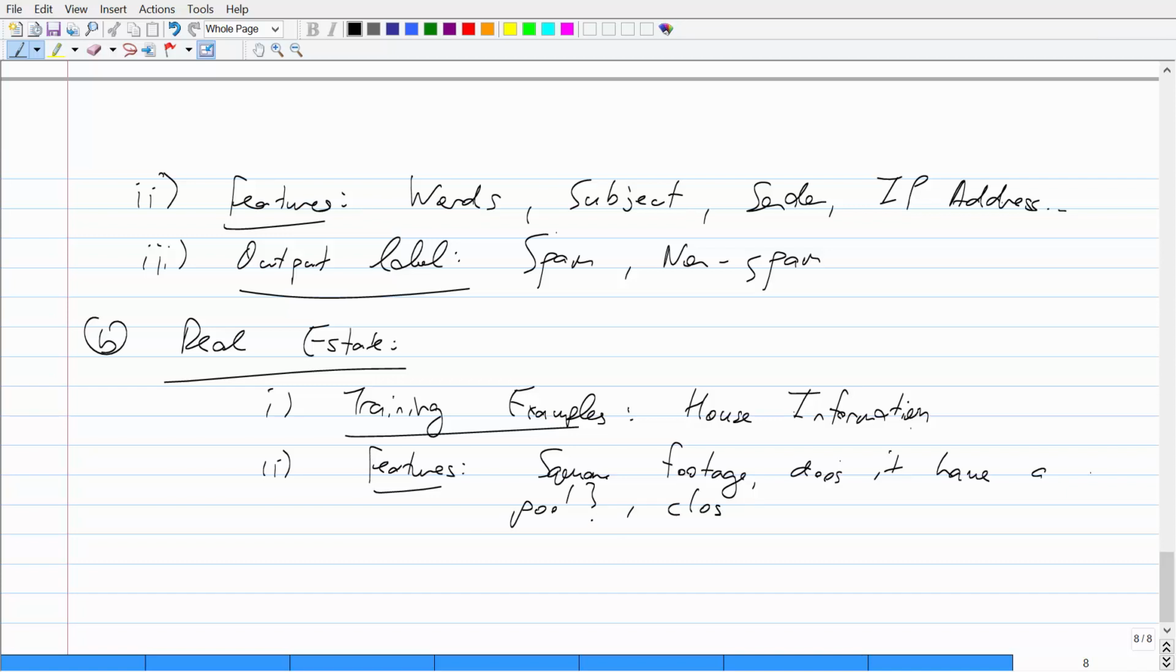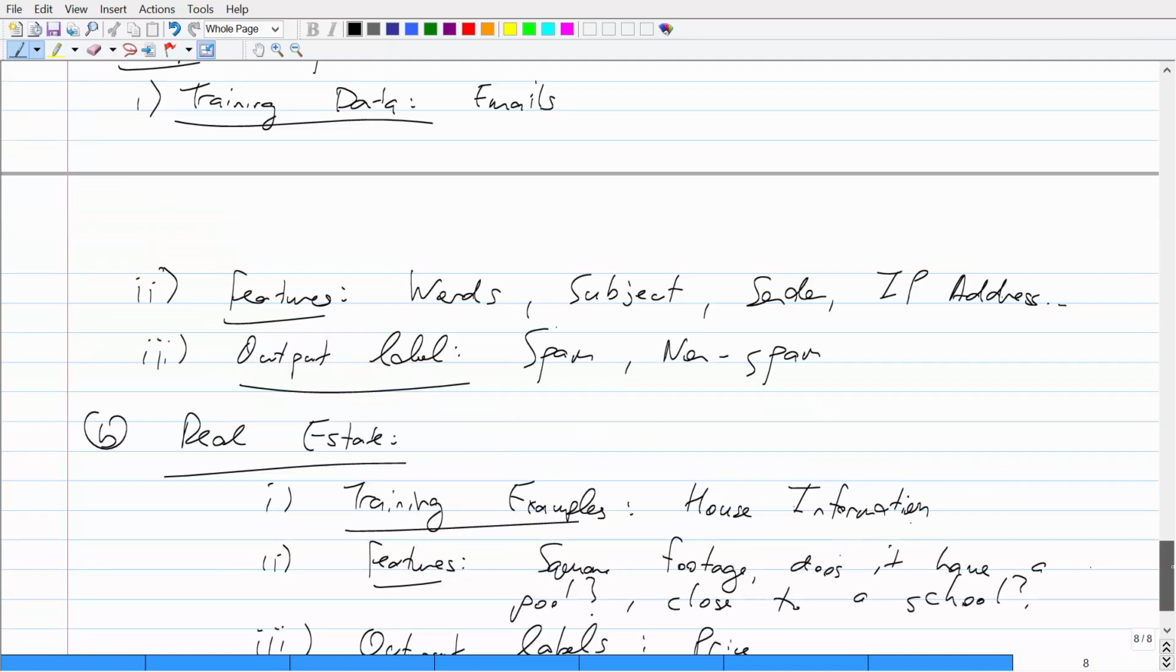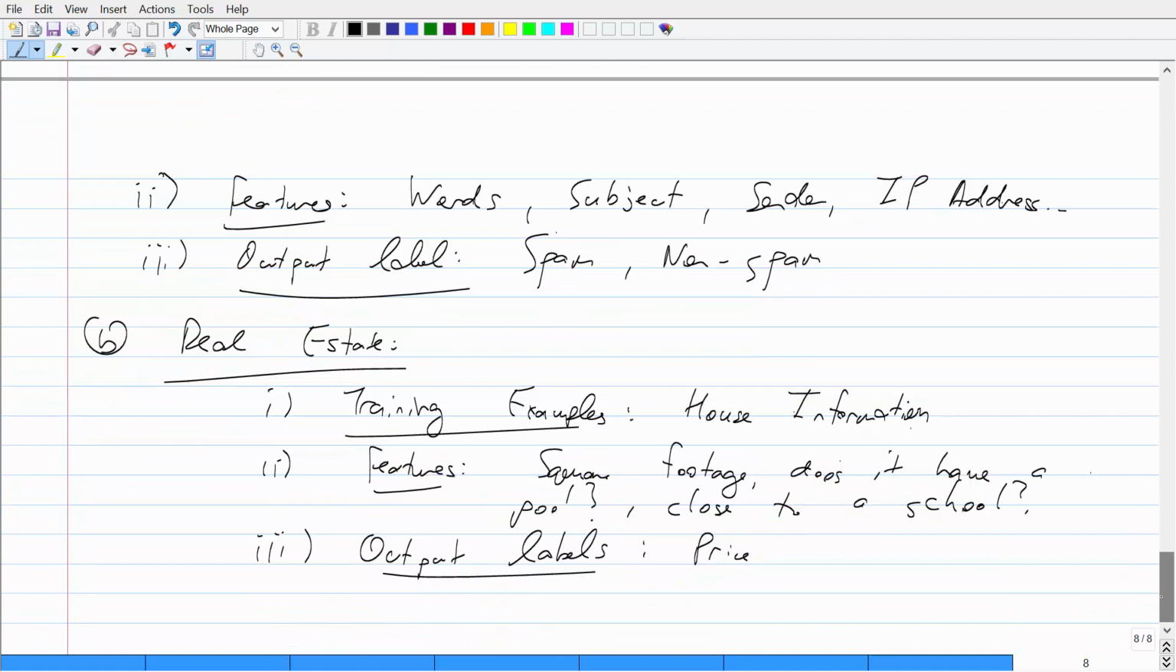Close to a school, and so on and so forth. So all those factors go into the price of a house, right? And then finally the output data, or the output labels, would be the actual price. As you can see here, these are two different prediction problems, and the output labels are different. Spam and non-spam are discrete labels, so it's either 0 or 1, and the price is a continuous label. It can be from 0 up to, you know, a million or so, right? So they're two prediction problems, but they have two completely different outputs.